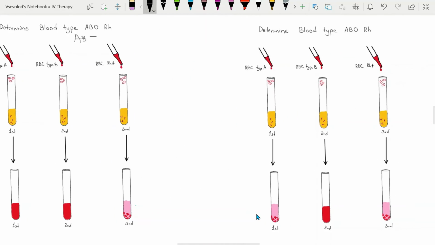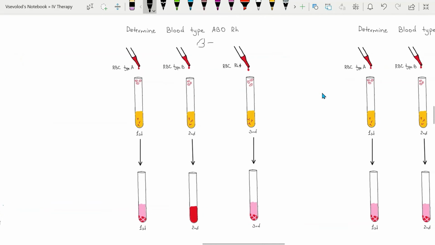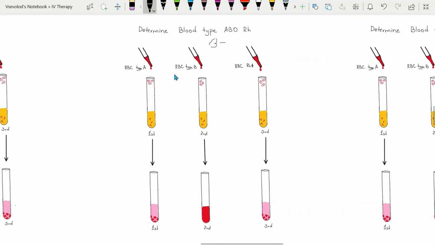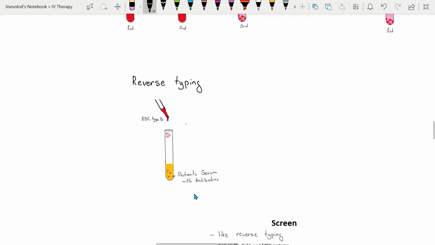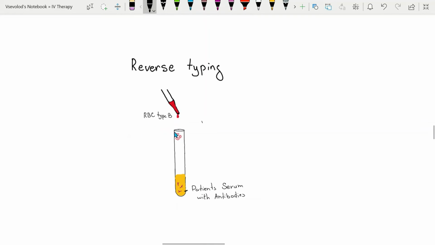What blood type is this? This is B negative. And what blood type is this? Correct, this is O negative. Good job. So when lab technicians test the patient's serum for antibodies with known type of red blood cells to determine ABO or Rh, this is known as reverse typing.